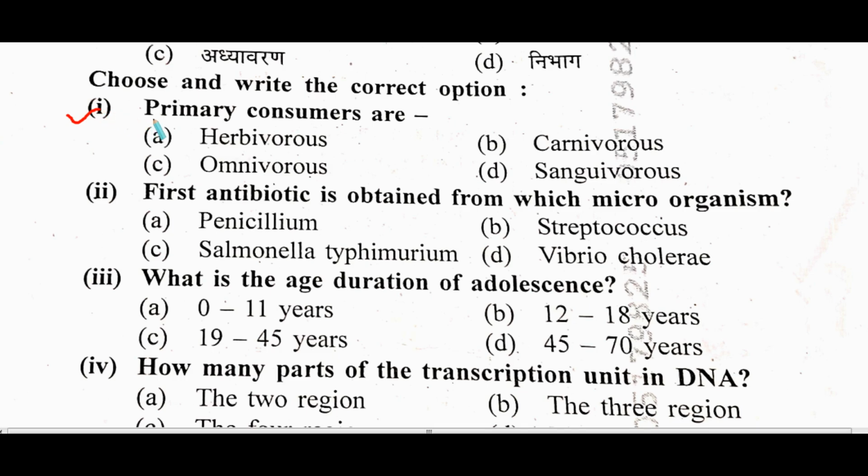Question number 1. Primary consumers are herbivores. The first antibiotic is obtained from which microorganism? That is Penicillium. What is the age duration of adolescence? 12 to 18 years.